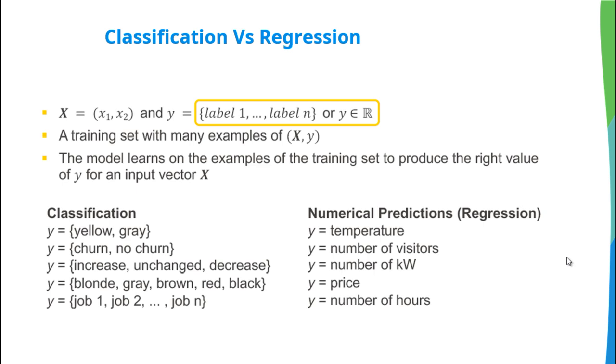In classification, we see that y could be binary sometimes: yes, no, 0, 1. Those are predictable values. We have yellow, gray, churn, no churn, and increase, unchanged, decrease; these are the three groups. If you remember very well, when you were dealing with statistical analysis and variables, we dealt with categorical variables. That is exactly what I'm talking about. Categorical variables are a good example of a target variable y.